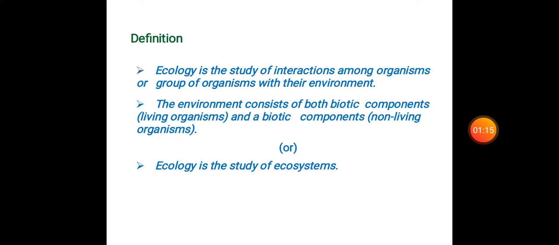So the correct definition for ecology is the study of interactions among all organisms or groups of organisms with their environment. The environment consists of both living and non-living components. The living component is otherwise called the biotic component. Bio means living being. The non-living component is otherwise called the abiotic component. So the interaction between the biotic and abiotic components is called the ecosystem. The study of that ecosystem is called ecology.